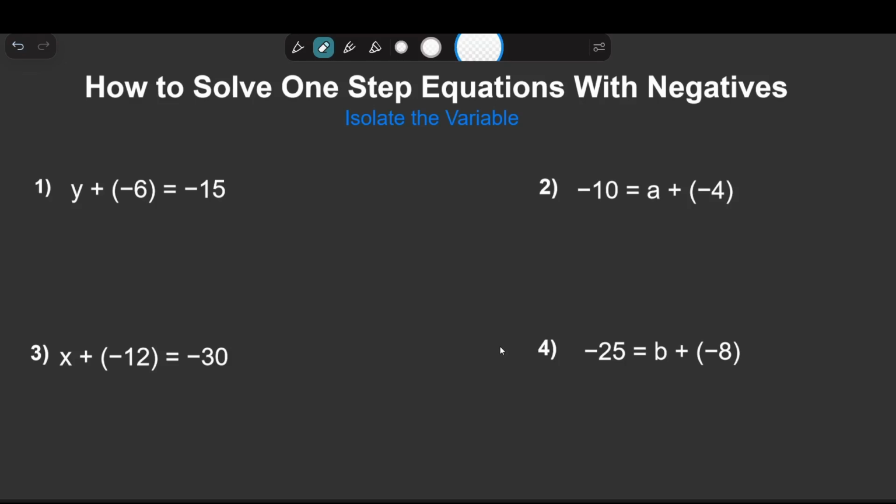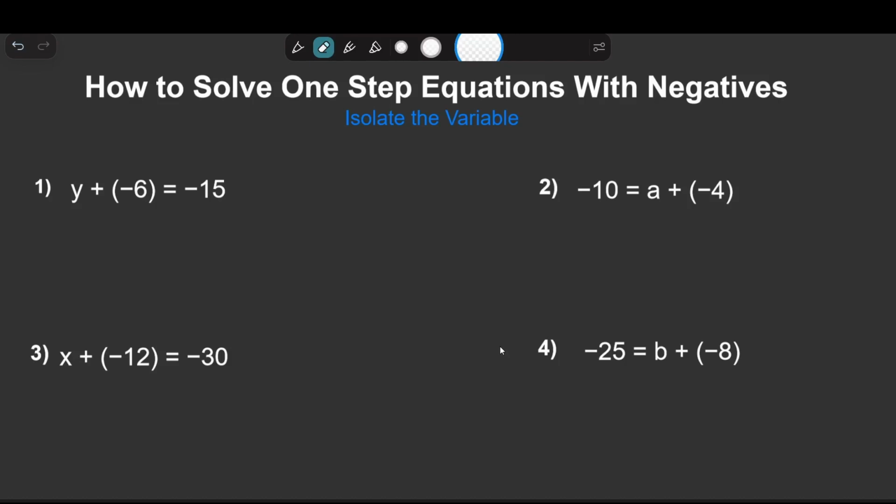Addition equations with negatives. When we do these one-step equations, whether positive or negative, we solve them the same way. We isolate the variable, which means getting it by itself. Basically, we want to undo whatever is being done to the variable, so that the variable is by itself on one side of the equation.